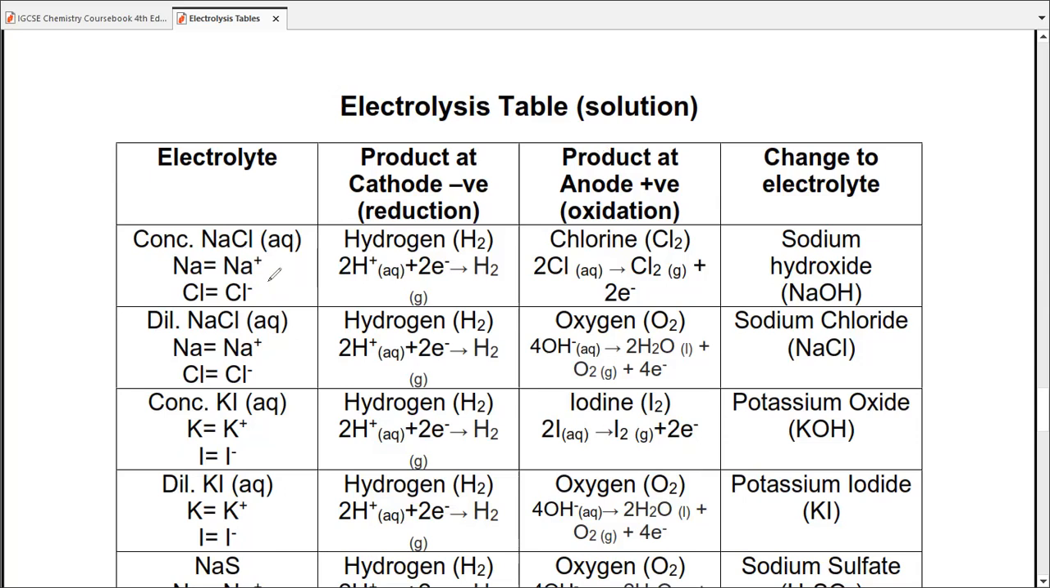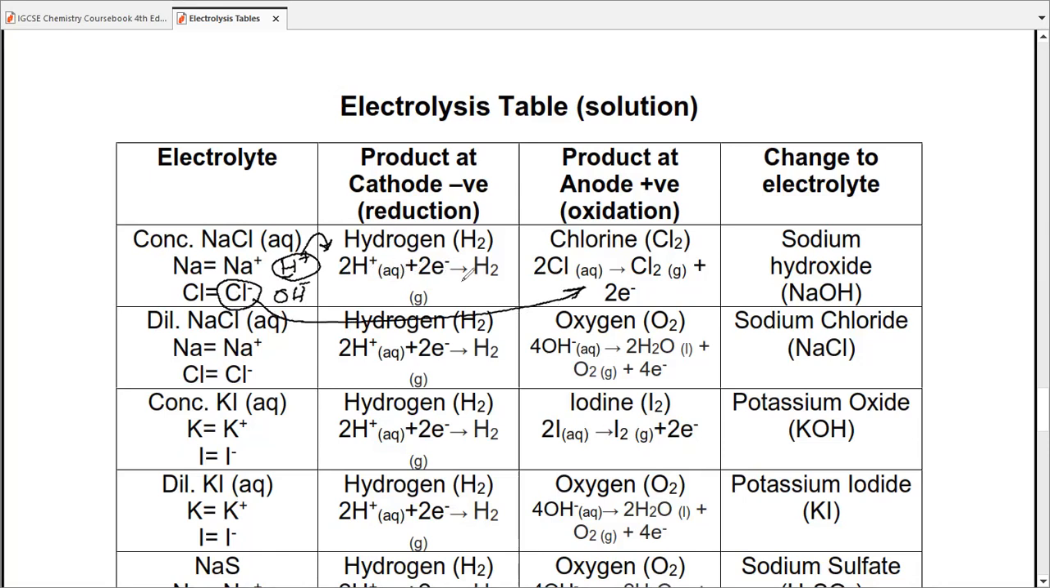The student hasn't written all of the ions, but I always insist my students write all 4 sets of ions. As soon as you see a name, write all 4 sets of ions. So you can take one of these ions to the cathode, one of these to the anode, and whichever 2 you're left with, you react them together to form the change to electrolyte. Take a look. Hydrogen goes to cathode as it's a concentrated chloride solution. So chlorine goes to anode.